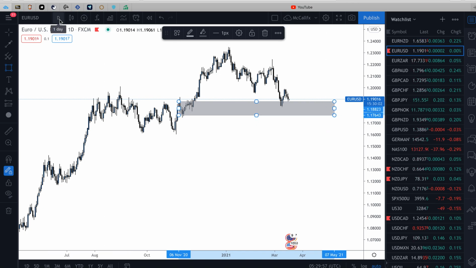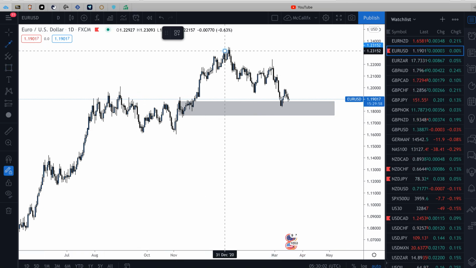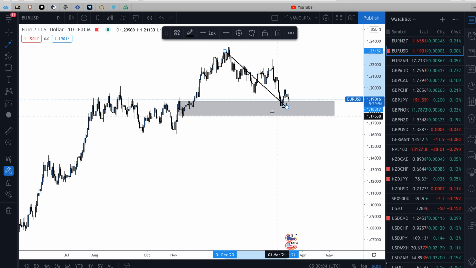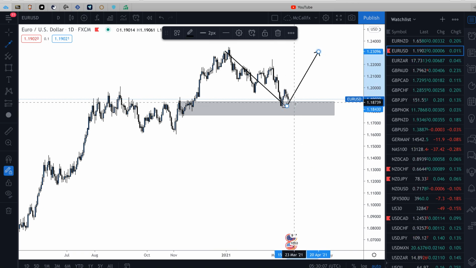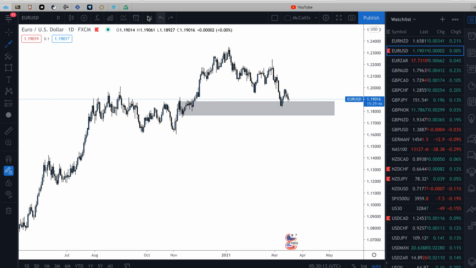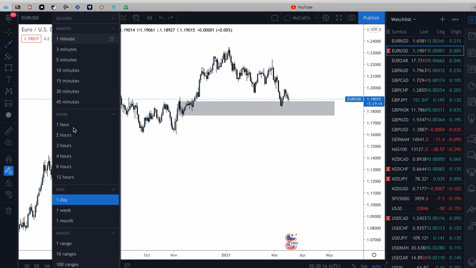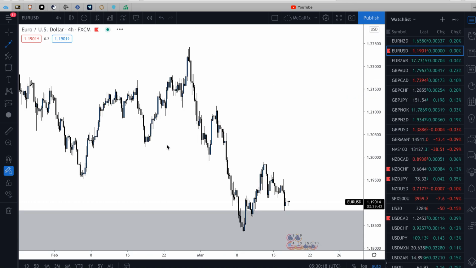Once I'm able to identify my demand area, I see market coming back to this demand area, creating a very strong support level at this side. So I'm expecting market to go up, but I can't take my entry right here because this stop loss is going to be very huge. So the best thing to do is to go to a lower time frame to find my entries, right? So I'm going to go to the 4-hour time frame.